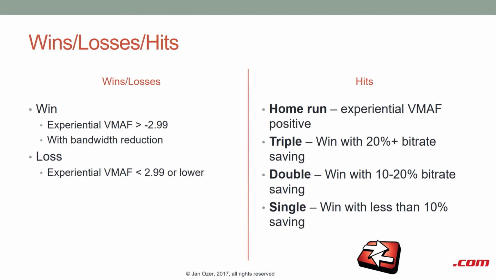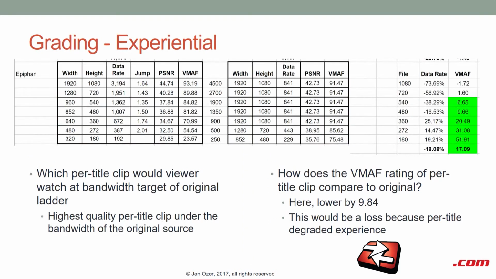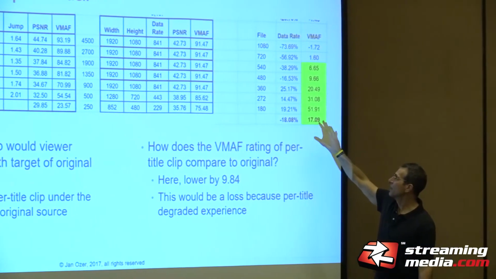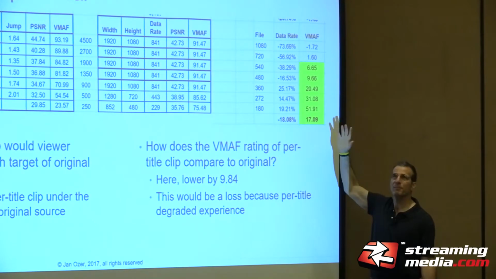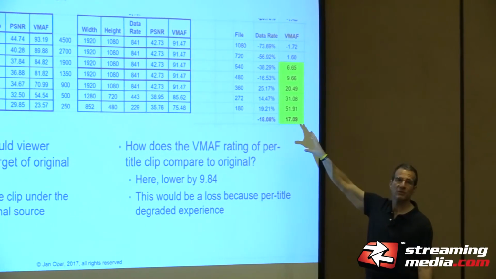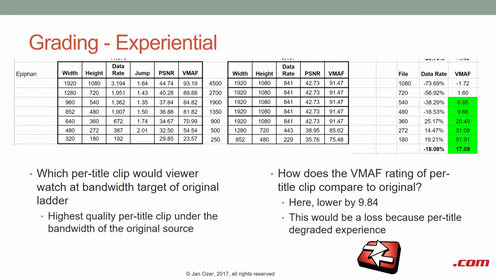So how did I judge a win and a loss? A win was any time we reduced the bit rate here and didn't reduce VMAF score by more than 2.99. So basically, if the average was under half of a just noticeable difference and you decrease the data rate, that was a win. From my perspective, that's a win.